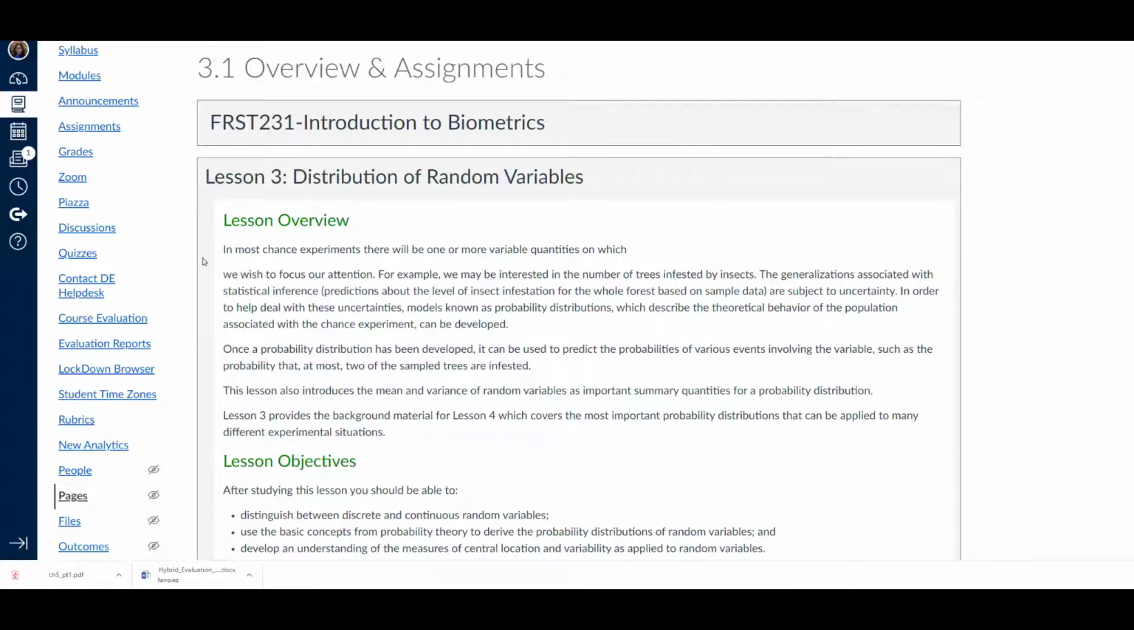Hello everyone. So today we will be talking about distribution of random variables.